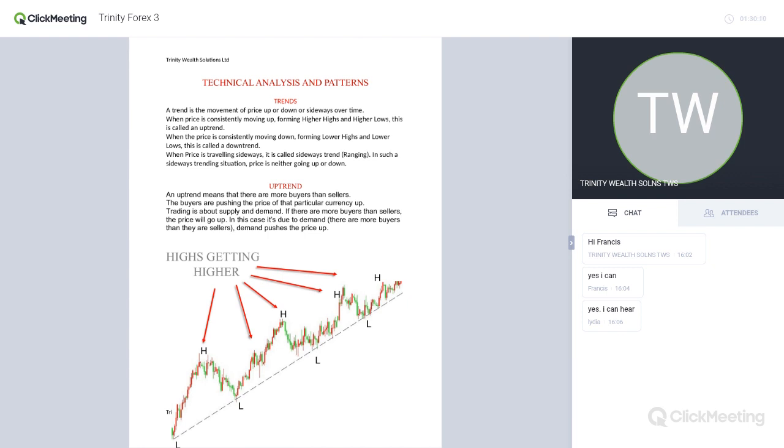Same case with Forex. When you have more buyers, it tells you there's more demand for that pair, more than it's being supplied. So the pair starts going up. So in this case, it's due to demand. There are more buyers than there are sellers. So demand pushes the price up. So remember, we say these patterns are not just formed by one candlestick, but by a series of them. So they form this kind of pattern.